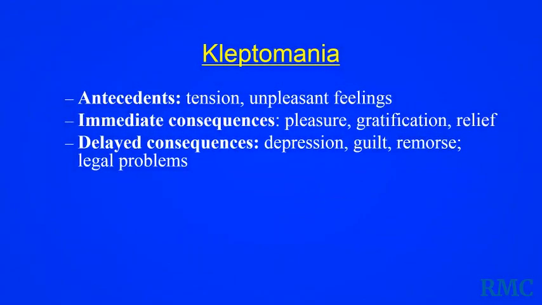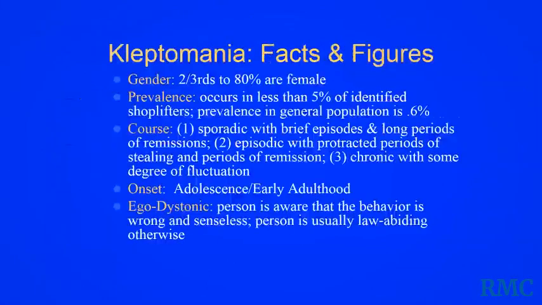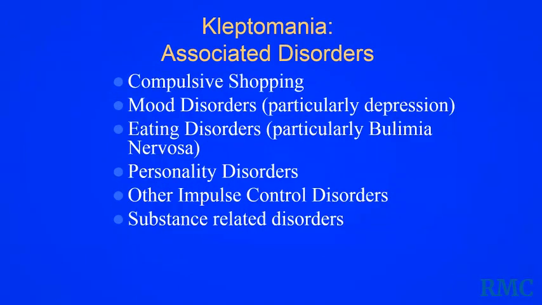So you can see with kleptomania, there's a very similar pattern as with intermittent explosive disorder. And I've listed a couple of facts and figures that you can look at on your own. There are many other associated disorders. People with kleptomania often have compulsive shopping, depression, bulimia, personality disorders, and other impulse control disorders, and then addictive disorders.